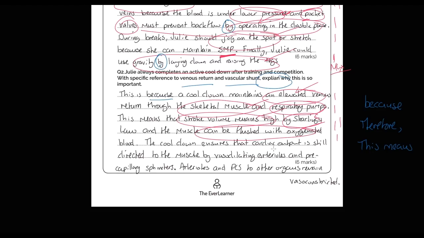The cool down ensures that cardiac output is still directed to the muscle by vasodilating arterioles and pre-capillary sphincters leading to the muscle. So that's going to get us a mark in there. I think we're on max already. Arterioles and pre-capillary sphincters, sorry for the shorthand, to other organs remain vasoconstricted. So what have I done there? I've explained how, I'm explaining why, I'm clearly saying because, this means, therefore, and so on. I'm clearly doing that skill, and I've managed to get my language into my answer.